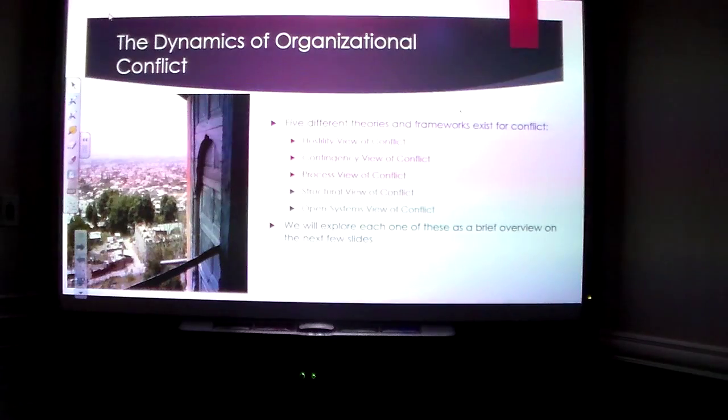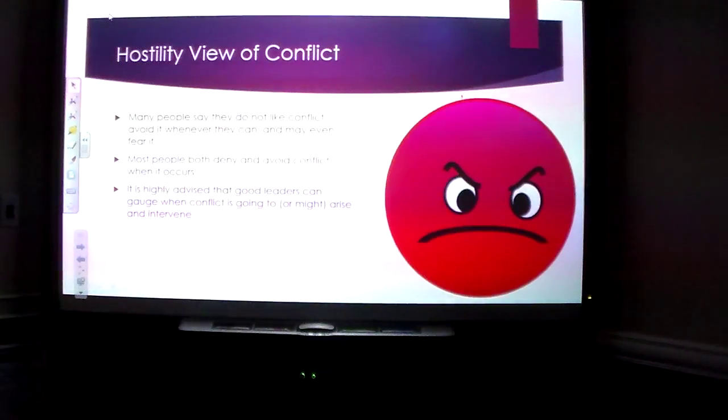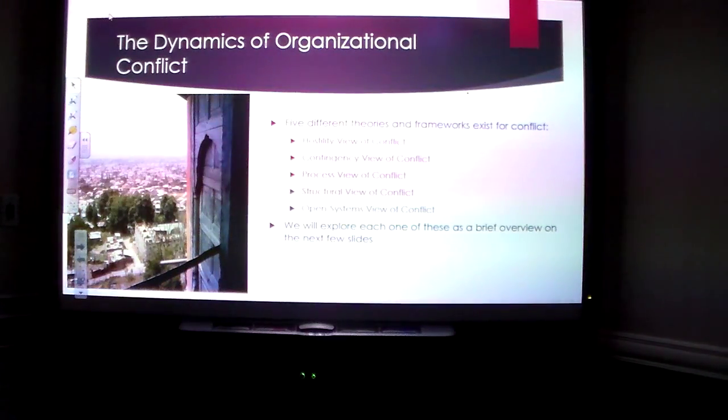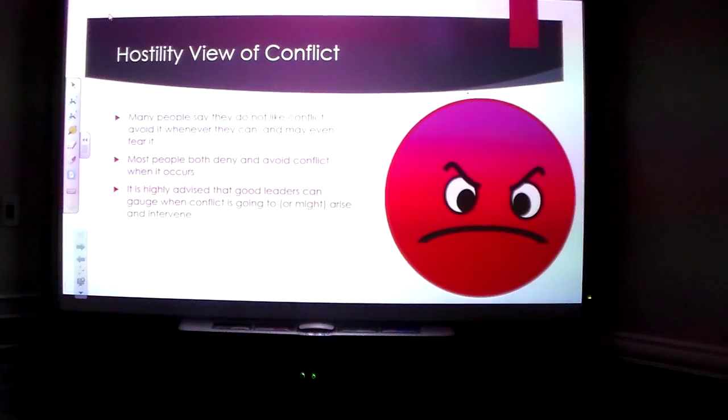So 5 different views and frameworks exist for conflict. We're going to go over each one of them, and I'll do a brief overview of them if this is something that you're interested in. So the hostility view is that many people don't like conflict and they avoid it when they can. They'll deny and avoid it. Good leaders need to gauge when conflict could arise and intervene. If you see something's getting contentious, or there's going to be an issue maybe related to scheduling or assigning duties, you as the building principal need to realize when you step in.